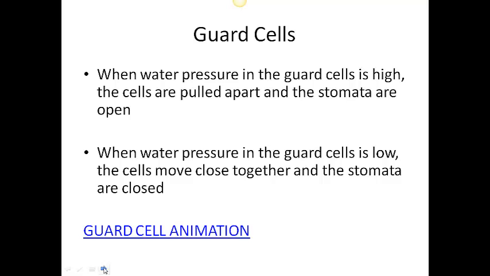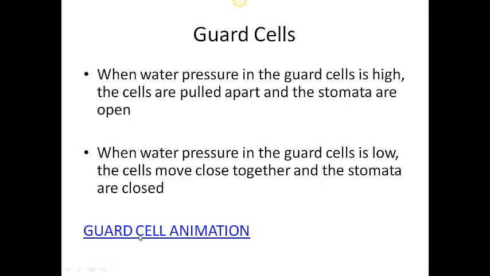However, when water pressure in the guard cells is low, in other words, when there's not a lot of water in the plant, those guard cells will move close together, kind of shut the gate, and the stomata are closed. Think about it. If there's not a lot of water around, you don't want those holes open and lose more water through transpiration. So they'll close up the holes, the gas exchange won't happen, and they'll just wait until the plant has enough water to open up again.